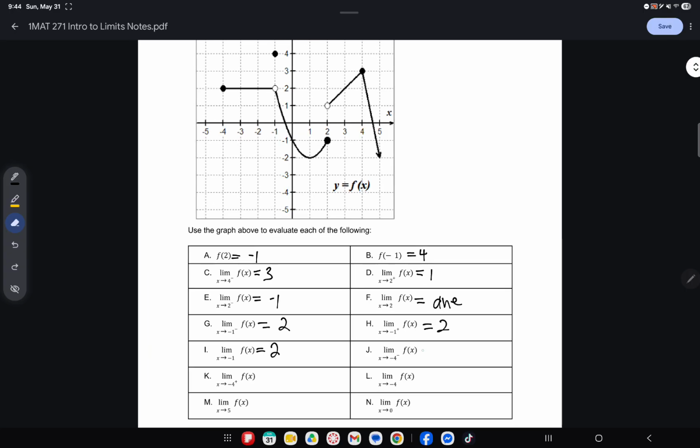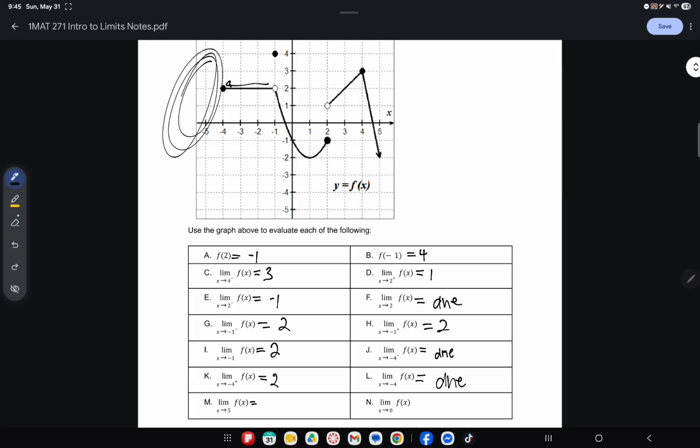All right, so -4 from the left. I don't have anything over here telling me a function even exists on the left side. So, does not exist. But from the right side, it's okay. We are approaching 2. And the general limit, because one side doesn't exist, the general can't exist.